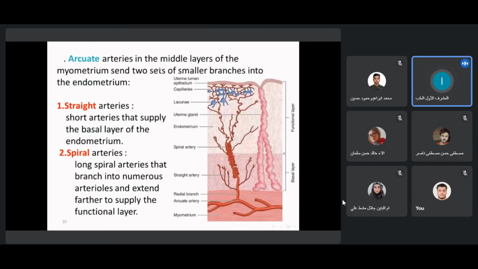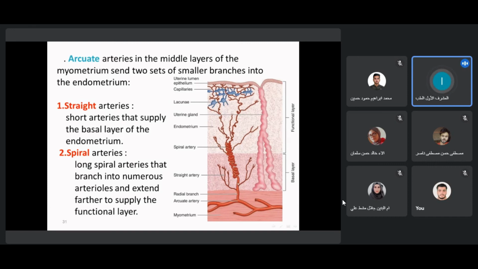The arterial supply of the endometrium is very important because it is hormone sensitive, and the arteries represent the base for the changes in the endometrium. It's divided into two parts. The arcuate artery, which is a branch of the uterine artery here. This is the arcuate artery, giving branches into the endometrium. This is the basal layer and the superficial functional layer.